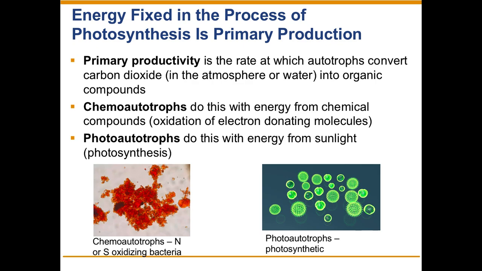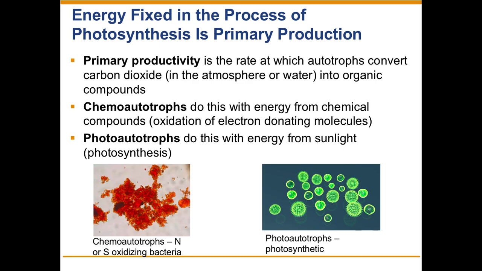There are different forms of primary production. Primary production, at its essence, is the rate at which any autotroph can convert carbon dioxide, be that CO2 in the water or in the atmosphere, into an organic compound. And there are different ways that organisms do this. What we're most familiar with is photoautotrophs. So any plants or algae which can use energy from the sunlight to convert CO2 into their own tissue, into an organic compound.